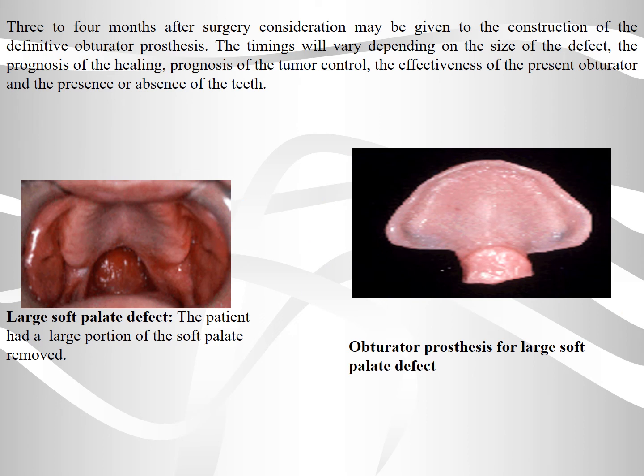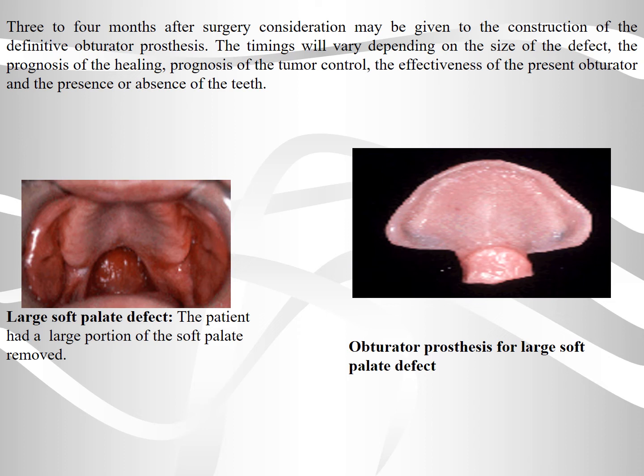So 3 to 4 months after surgery, consideration may be given to the construction of the definitive obturator prosthesis. The timings will vary depending on the size of the defect, the prognosis of the tumor control, the effectiveness of the present obturator, and the presence or absence of teeth.